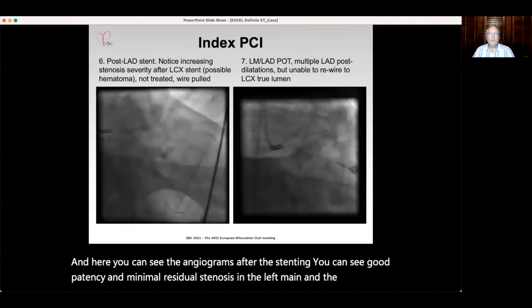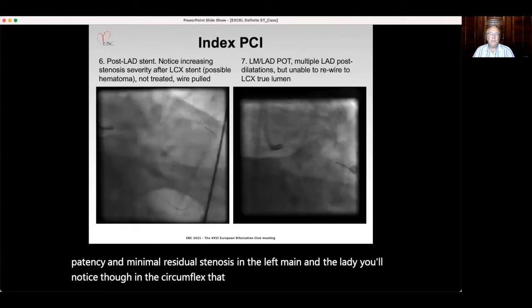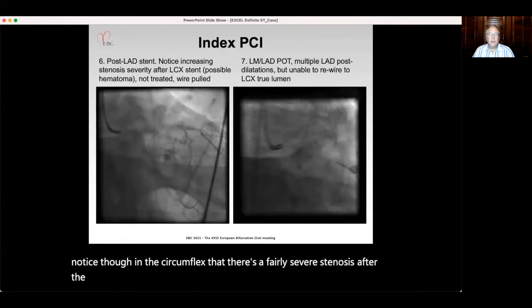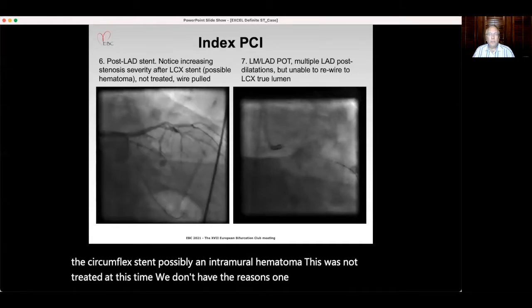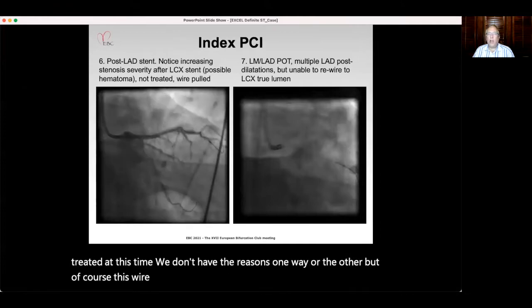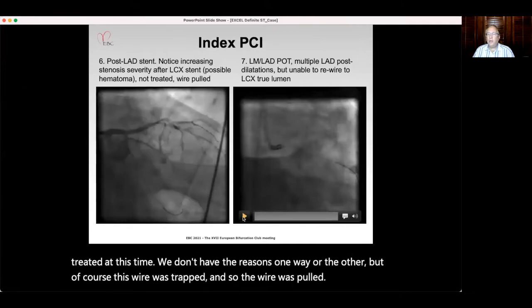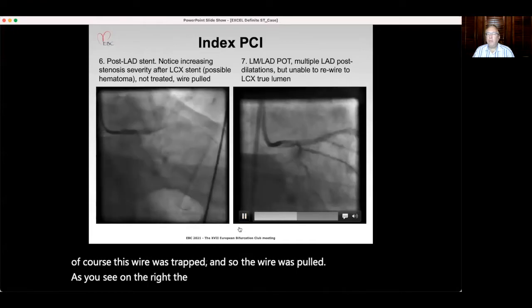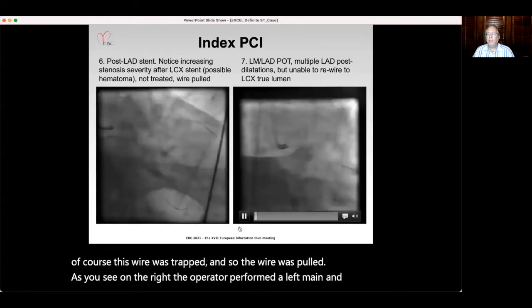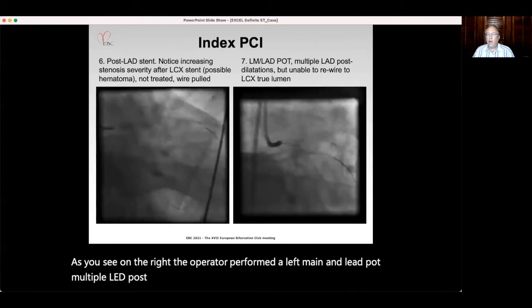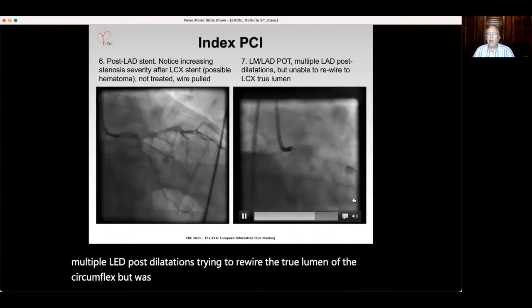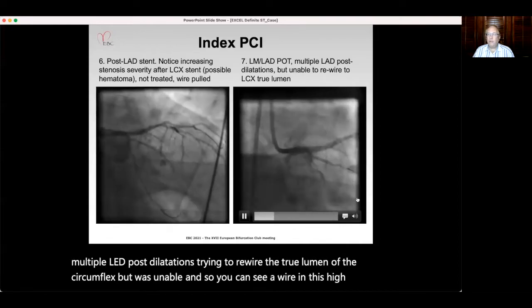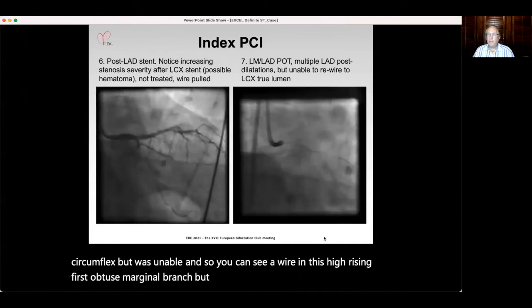You'll notice though in the circumflex that there's a fairly severe stenosis after the circumflex stent, possibly an intramural hematoma. This was not treated at this time. We don't have the reasons one way or the other, but of course this wire was trapped, and so the wire was pulled. As you see on the right, the operator performed a left main and LAD POT, multiple LAD post-dilatations, trying to rewire the true lumen of the circumflex, but was unable. And so you can see a wire in this high-rising first obtuse marginal branch, but the main circumflex artery was never rewired.